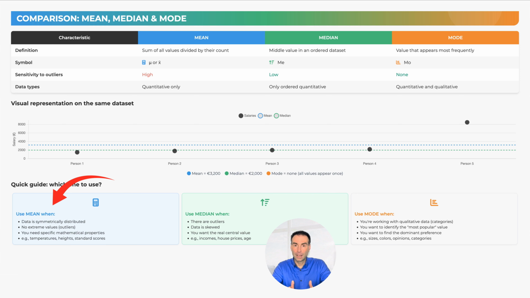So which one should you use? Use the mean if your data is evenly distributed. Use the median if there are anomalies or extreme values. Use the mode when dealing with qualitative data like preferences or categories. Knowing the difference helps you choose the right measure for your analysis.